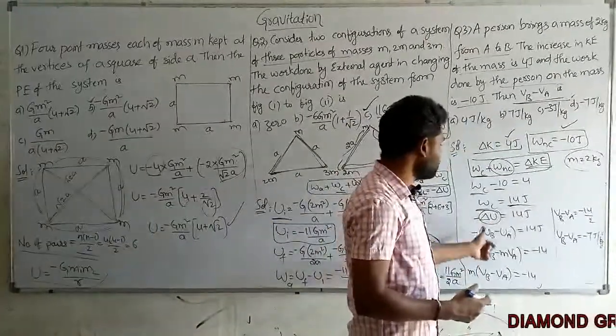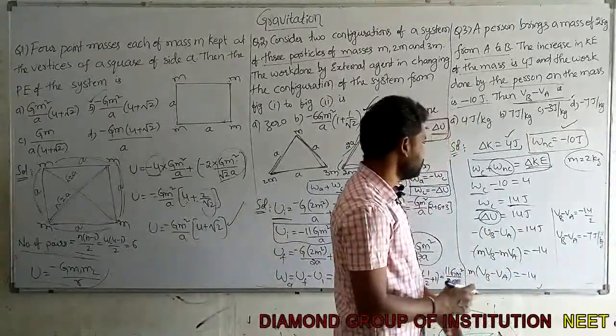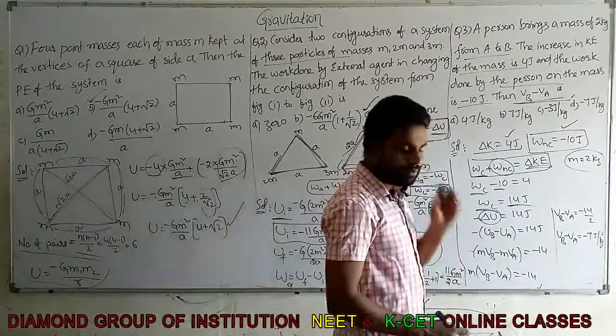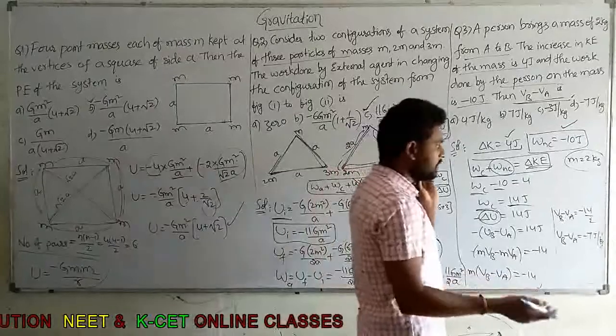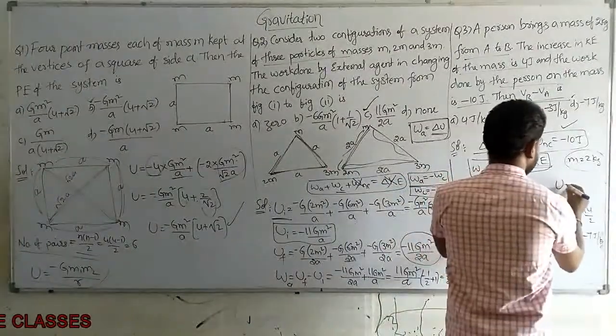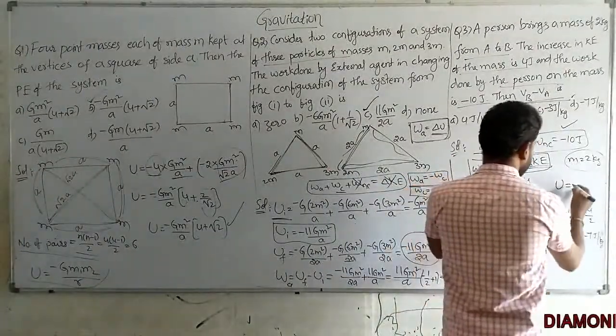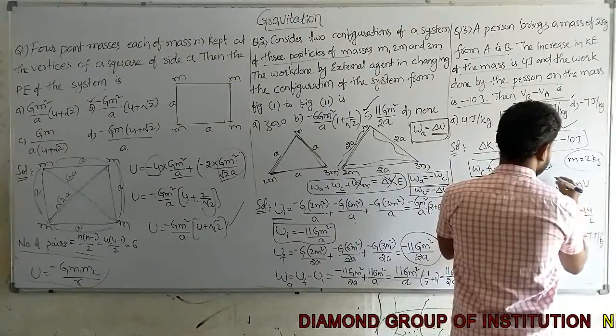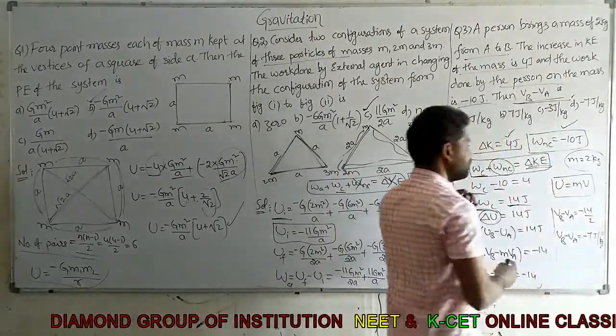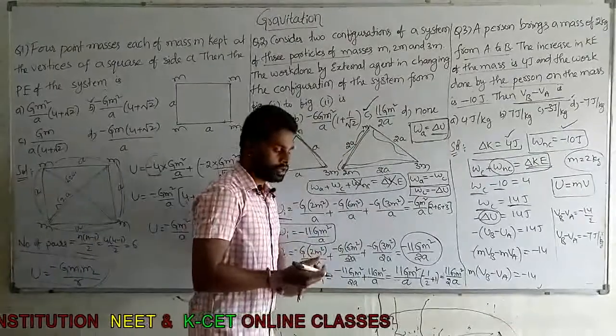Next, UB minus UA, the relationship between potential energy and potential: potential energy equals the mass into the potential at that point. So U equals m into V.